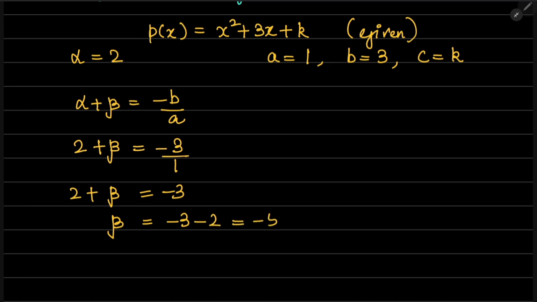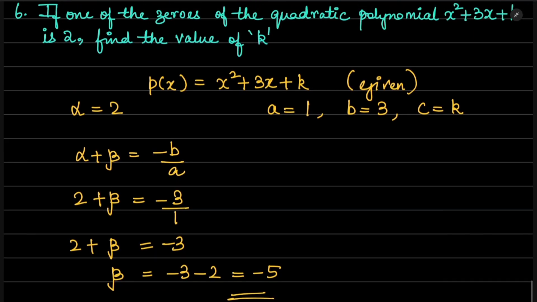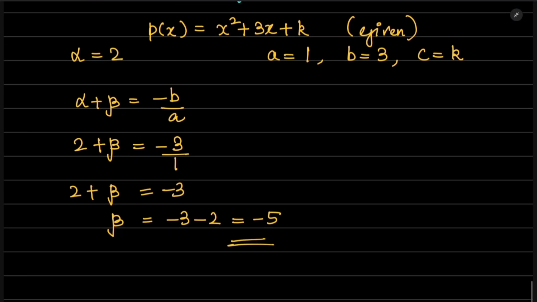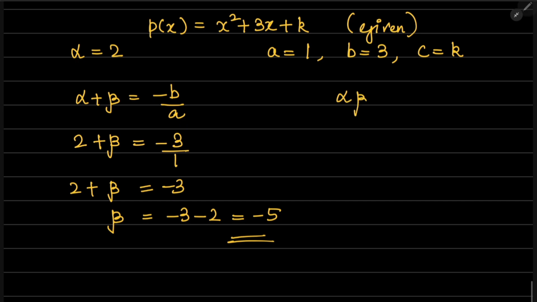So what do you get? You get minus 5. Okay, so beta equals minus 5. But are you asked beta? No, you are asked to find the value of k. Now let us see what is the product of the roots. What is the product? c by a. What is alpha? Alpha is 2, given in the question. What is beta? We just found minus 5.